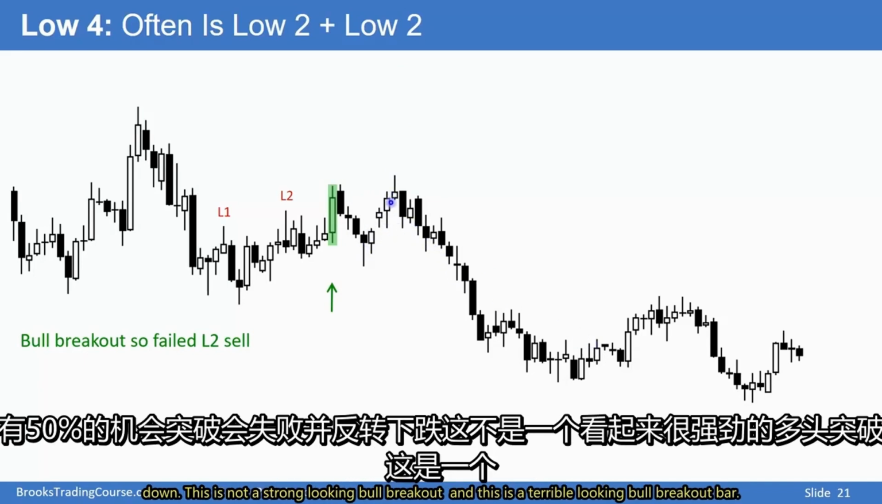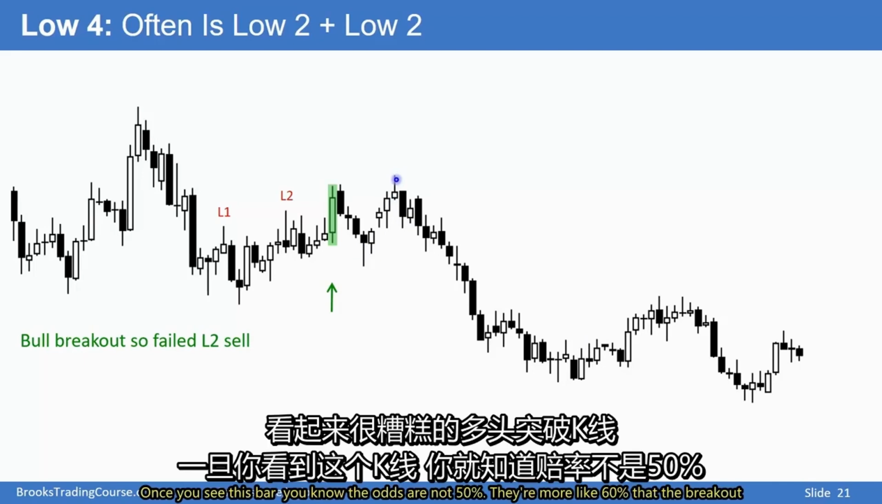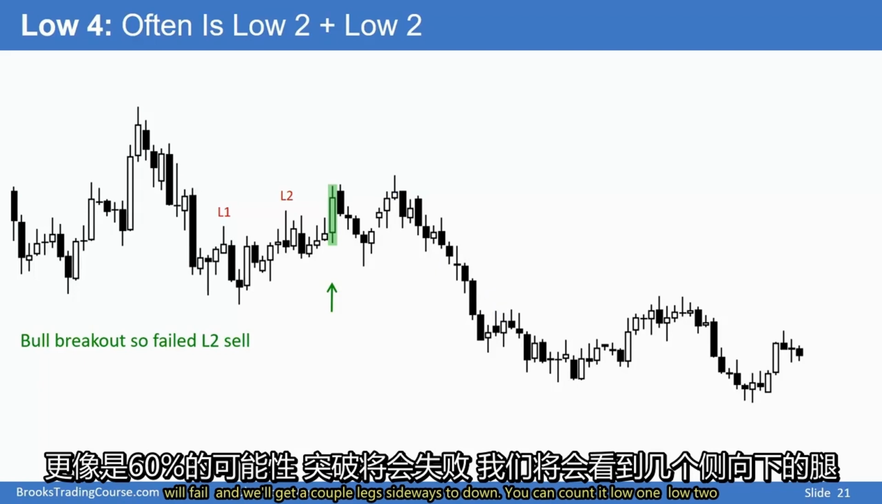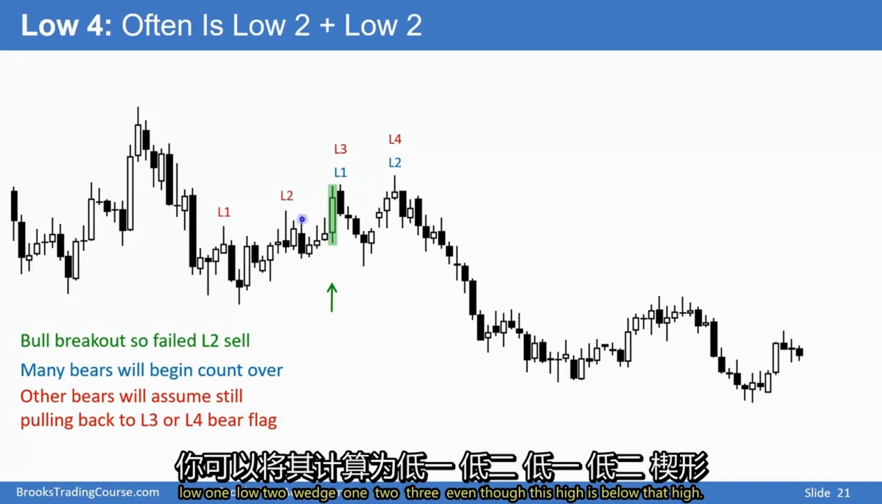This is not a strong looking bull breakout, and this is a terrible looking bull breakout bar. Once you see this bar, you know the odds are not 50%. They're more like 60% that the breakout will fail and we'll get a couple legs sideways to down. You can count it: low 1, low 2, low 1, low 2, wedge 1, 2, 3.